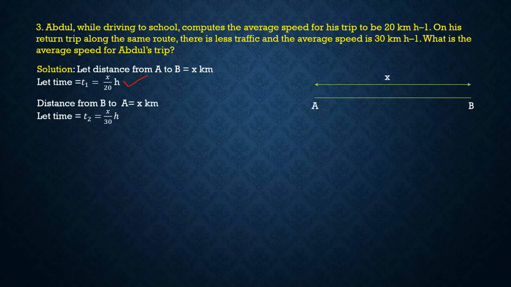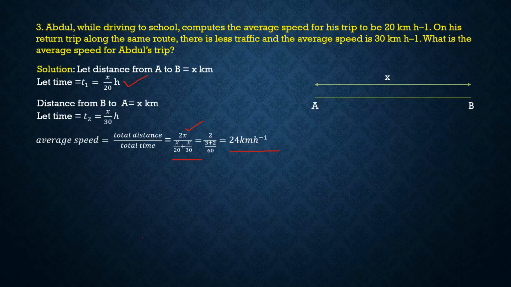Average speed is total distance upon total time. Total distance is from A to B, x, then B to A again, x. So this is 2x. Time is t1 plus t2. When we solve it by taking x common from the denominator, the x of the denominator cancels with the x of the numerator, and we will get 24 km per hour.